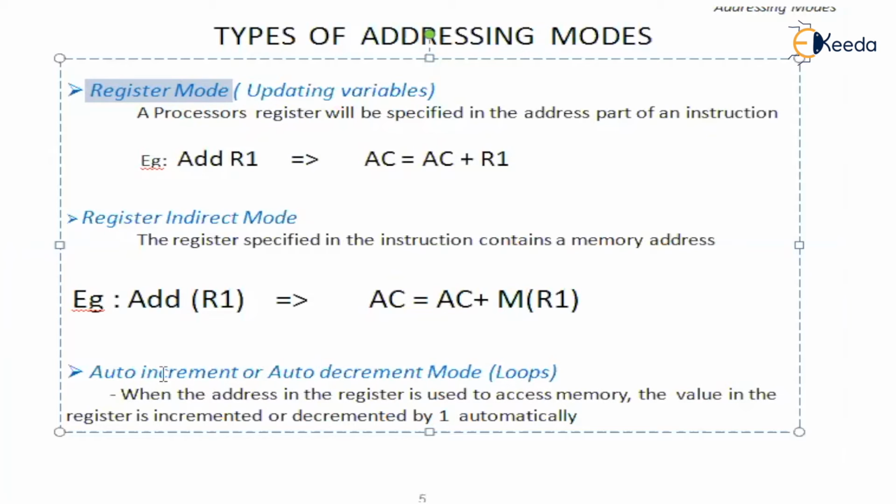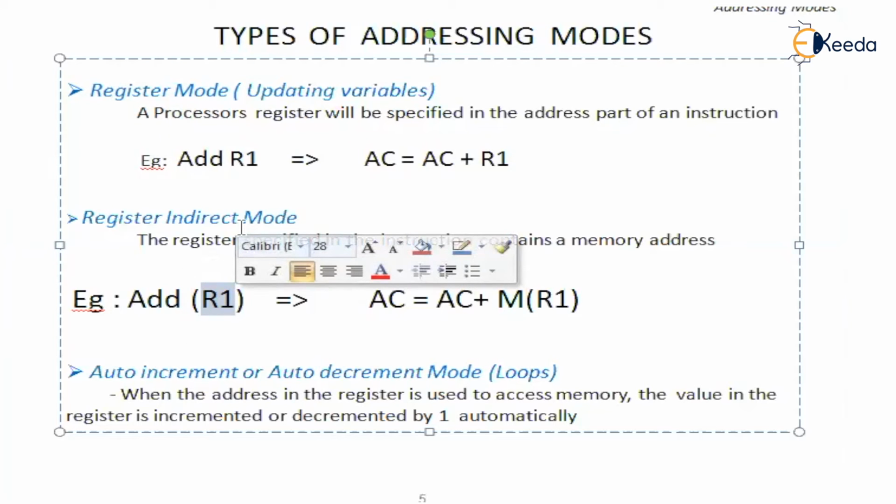Okay, what is auto increment? Auto increment will increment the contents of the processor's register, right? In the register indirect mode, R1 is going to be specified. After performing the operation, R1 will get incremented, right? But in the auto decrement mode, before you perform the operation, R1 will get automatically decremented.